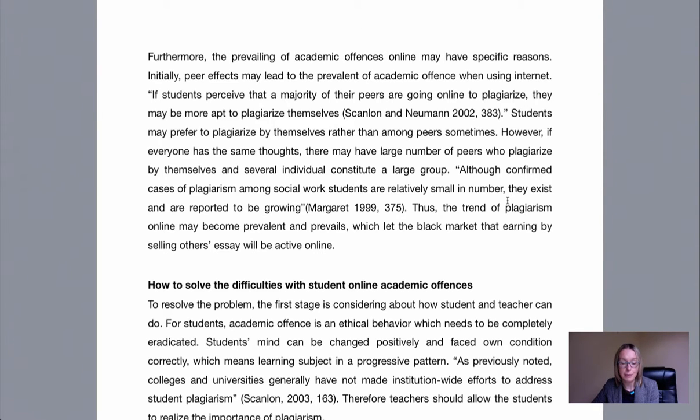There is a quote regarding plagiarism among social work students which does not link very well to the main point of this paragraph. At the end, selling and buying essays online is mentioned, and it's a real shame that this idea is not extended and further explored.